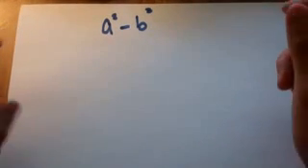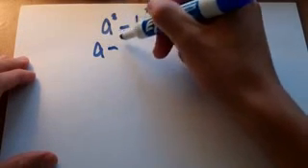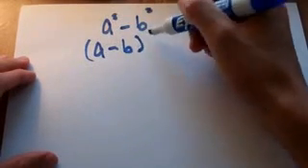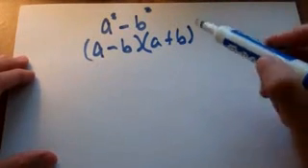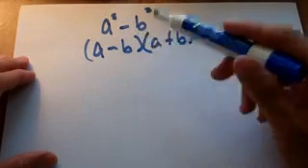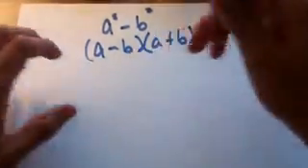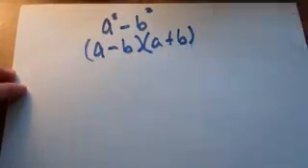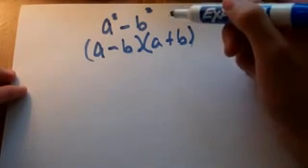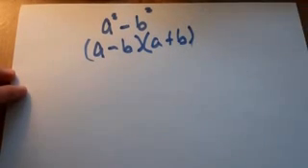Basically the difference of squares says that you can write it like this: a minus b times a plus b. What this is saying is if we were to multiply these two together, we would get this, and if we were to factor this, we would get this. I'm not really sure if that's true. You may not believe me, but let's try it.